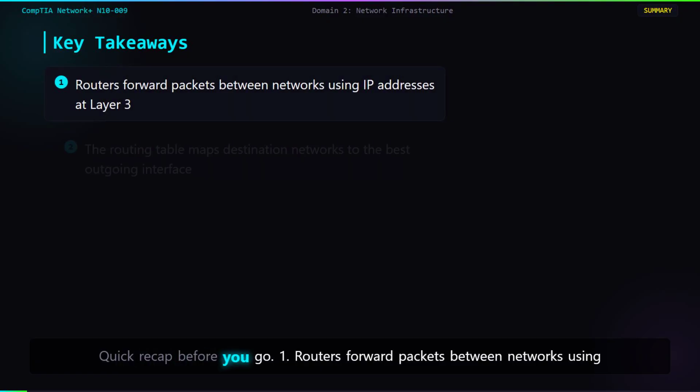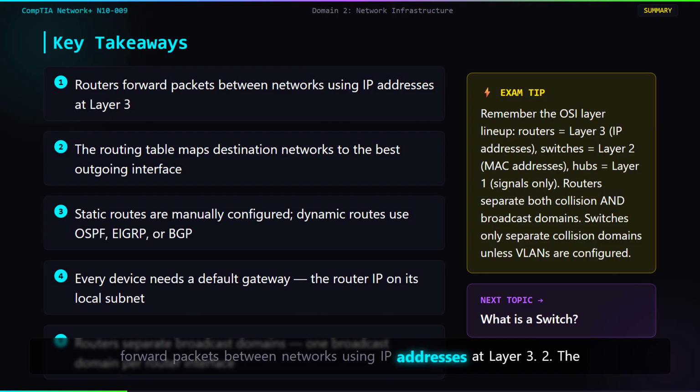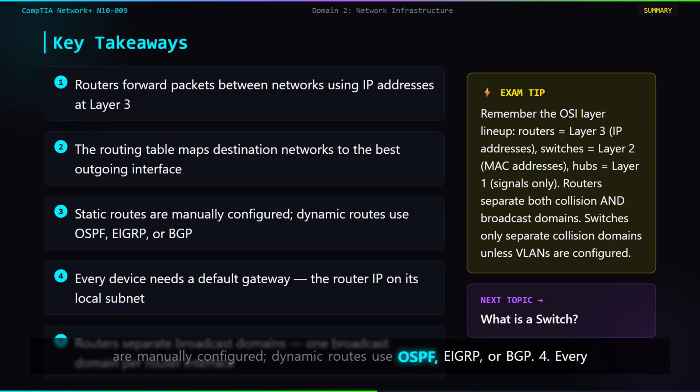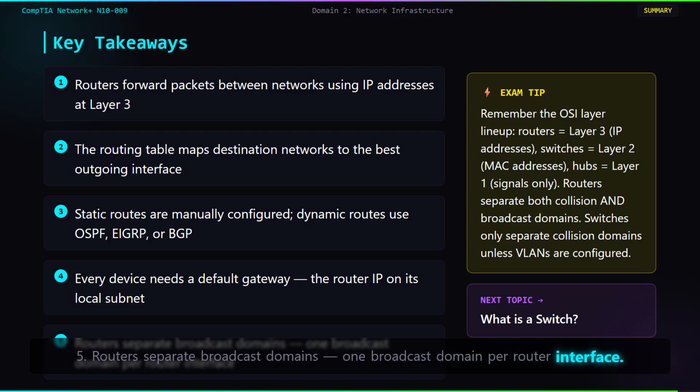Quick recap before you go. 1. Routers forward packets between networks using IP addresses at layer 3. 2. The routing table maps destination networks to the best outgoing interface. 3. Static routes are manually configured. Dynamic routes use OSPF, EIGRP, or BGP. 4. Every device needs a default gateway, the router IP on its local subnet. 5. Routers separate broadcast domains, one broadcast domain per router interface.